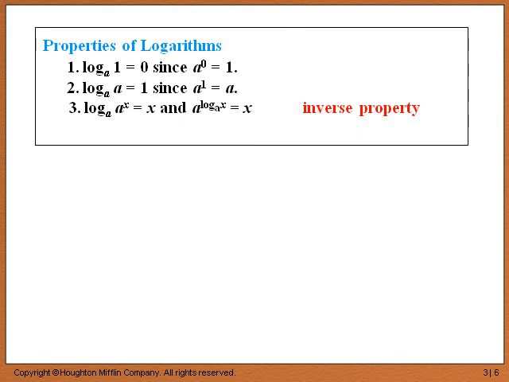Third property: log base a of a to the x equals x, and a to the log base a of x power equals x. This is the inverse property. And this is very important because it shows us that the logarithmic function and the exponential function are inverses of each other. Basically, that means one function undoes the other.